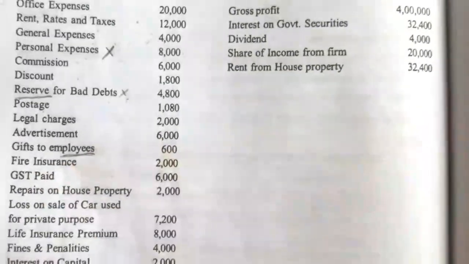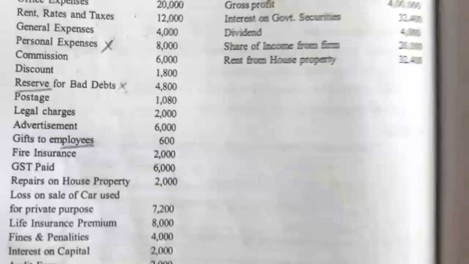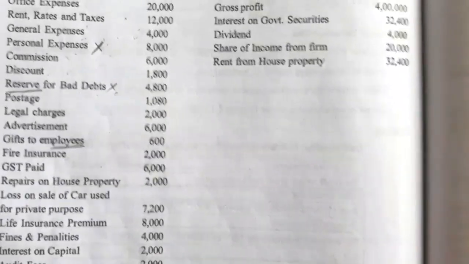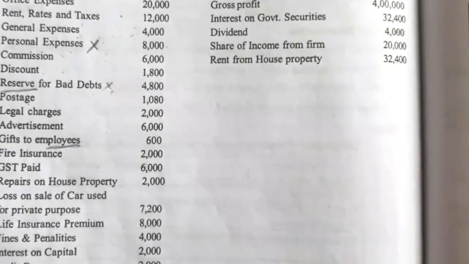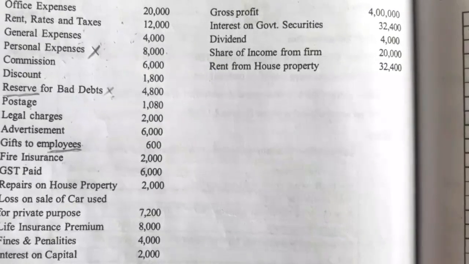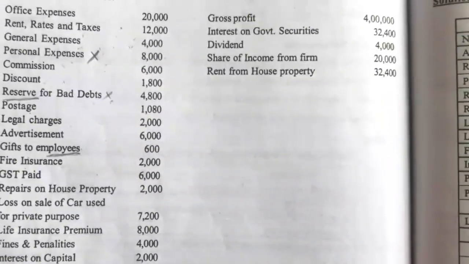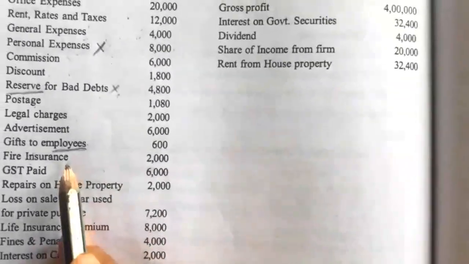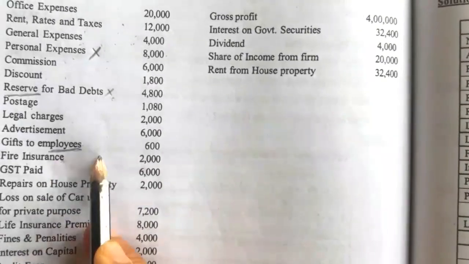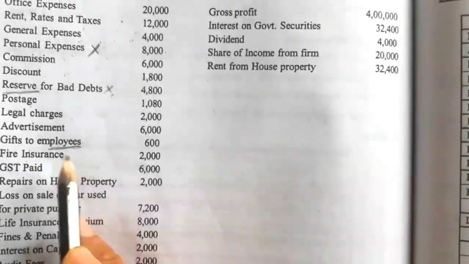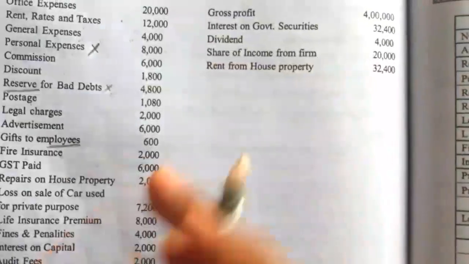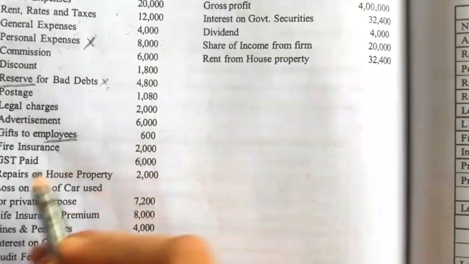Fire insurance premium, if it is paid for the office building, then it is allowed. If fire insurance is paid for a house property, then it is disallowed. Here there is no clear information about the fire insurance, so we are assuming this fire insurance is paid for the business building only, so it is allowed.